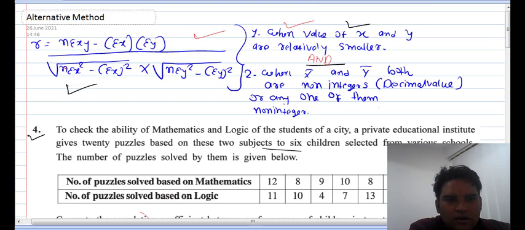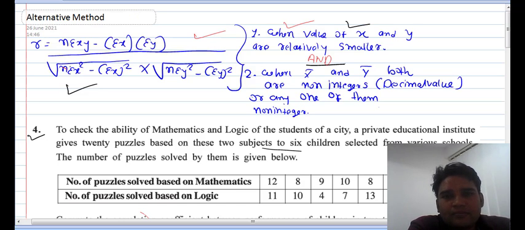Hello friends, now we have just seen the first method of Karl Pearson product moment method. In that we have seen the first method, that is the direct method, and how to use it, and how to calculate the correlation coefficient. One question I have solved, and another question I have given you to solve on your own, right? So now the second method, that is the alternative method, right?